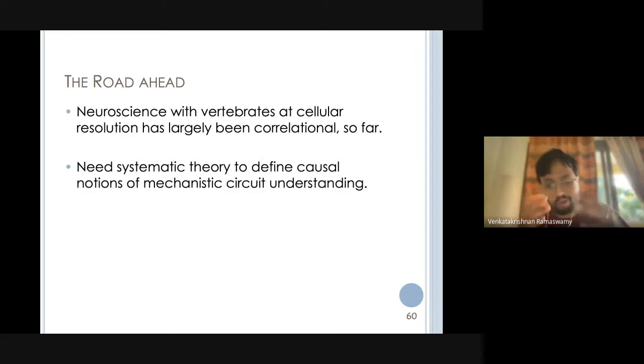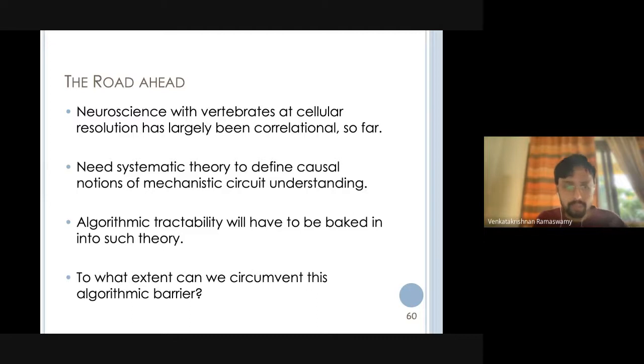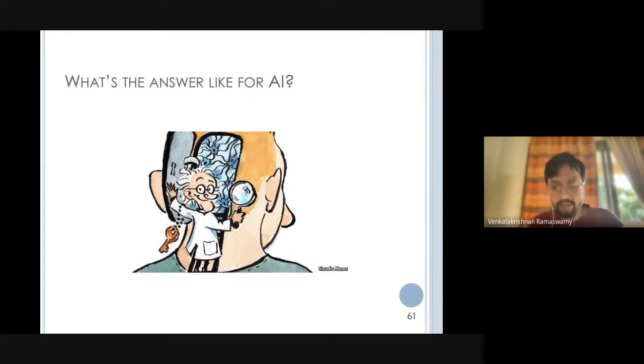Now I'm getting into the realm of speculation, which is going to be the last few slides. Not just conceptual, but one also needs to throw in algorithmic tractability, especially in the neuroscience context, and see to what extent we can circumvent this algorithmic barrier. All right, now getting to the more general speculation with respect to AI.